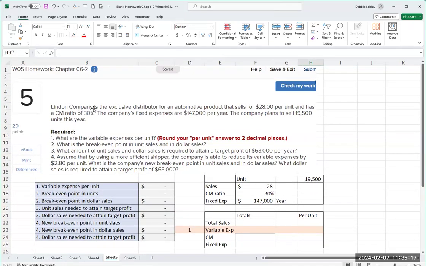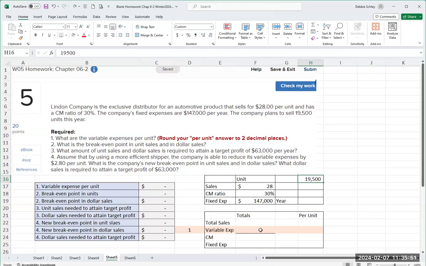Linden Company is the exclusive distributor for an automotive product that sells for $28 per unit. So I left that one right there. There's my selling price. Has a contribution margin ratio of 30%. Okay. And the company's fixed expenses are $147,000 per year. And the company plans to sell 19,500 units this year. Okay. So they want to know, first of all, what are the variable expenses per unit?